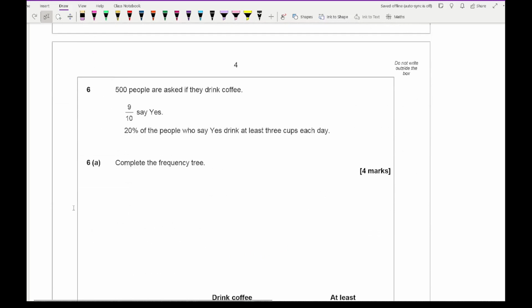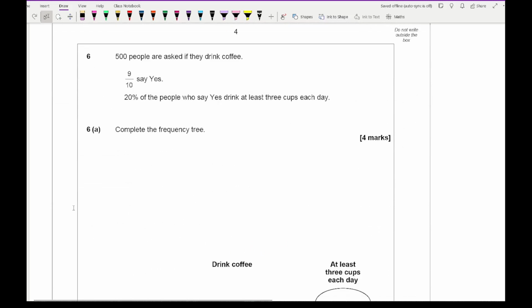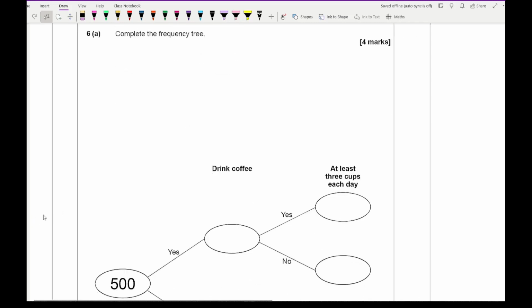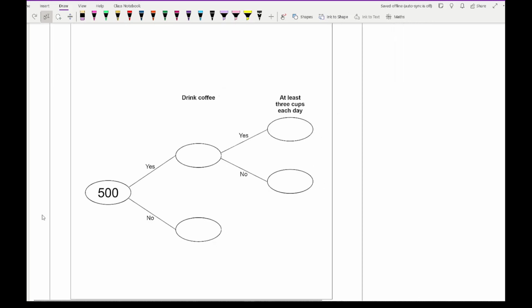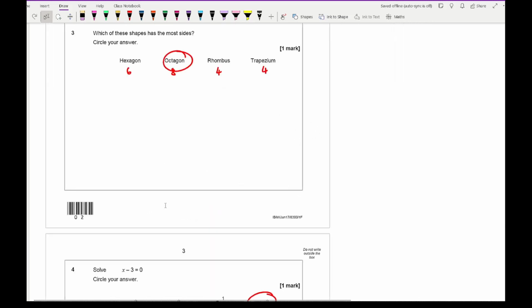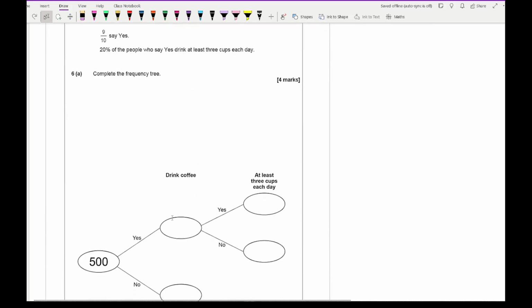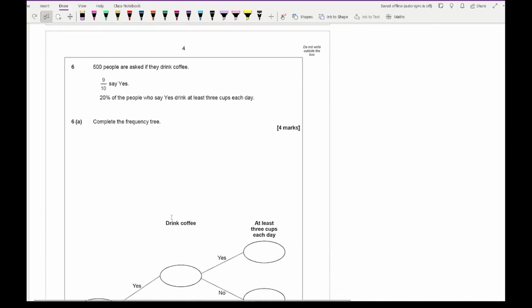Moving on to question 6. 500 people were asked if they drink coffee. 9/10 said yes. 20% of the people who said yes drink at least 3 cups each day. Complete the frequency table. So here, what we need to work out first. So let me zoom out a little bit. And this is what we do. So first of all, let's work out what 9/10 of 500. 9/10 of 500 is 500 divided by 10, which is 50, times 9.